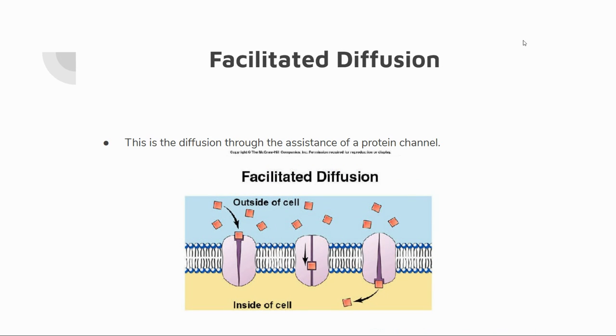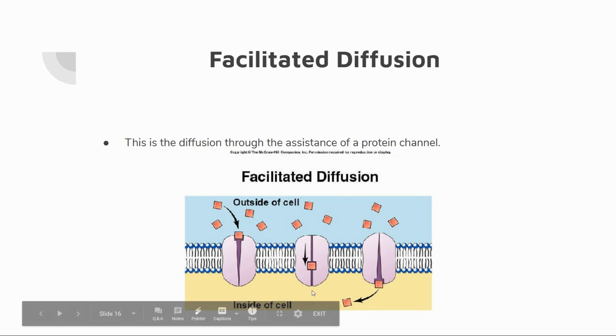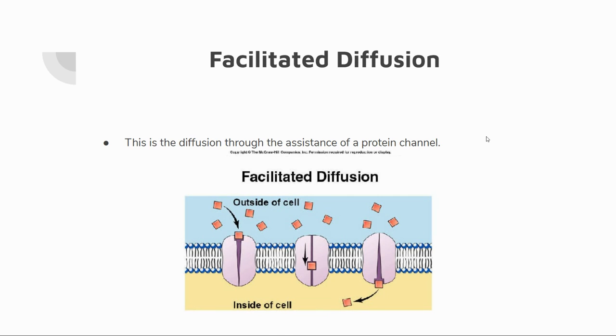So facilitated diffusion is a diffusion through the assistance of a protein channel. Okay, that's what we're seeing right here. Specialized or specially designed protein channels that allow certain materials, specific materials through the cell membrane.